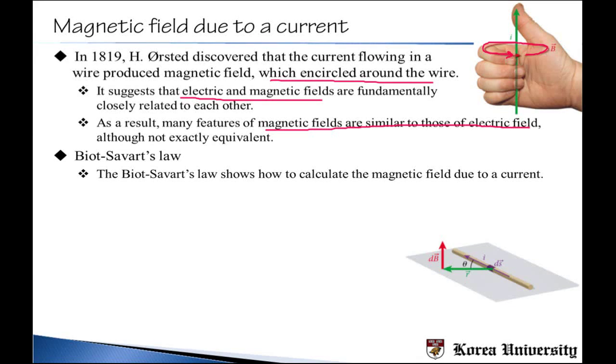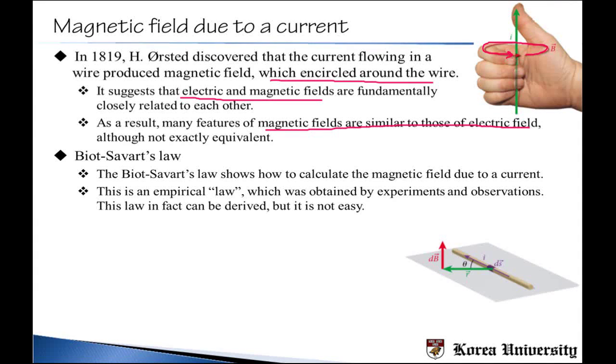And finally, the Biot-Savart law is the law that tells us how to calculate the magnetic field due to a current. And this law is in fact an empirical law, just like Coulomb's law. Therefore, it was obtained by experiment and observation. In fact, the Biot-Savart law can be mathematically derived, but it is very difficult to follow. So here we will not do the mathematical derivation, but we will just take a look at the result and try to understand its meaning.